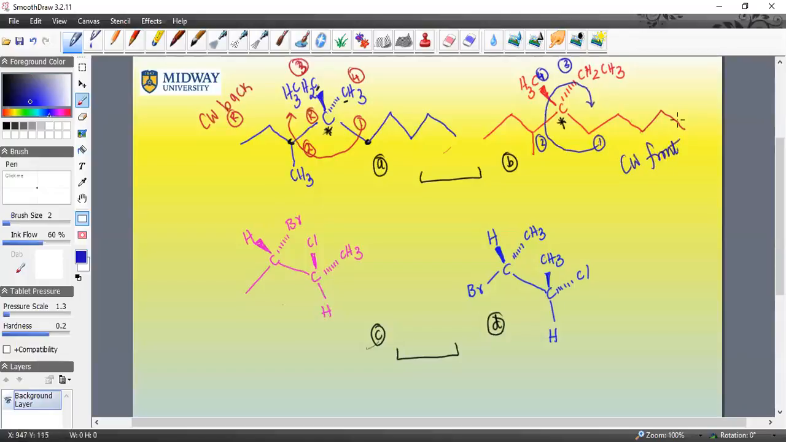And if I am not mistaken, if clockwise back is R, clockwise front should be S. I don't think I need to even look it up. So this was an R. The A was R, and B was S. And if A is the original and B is the mirror image, these are opposite. So these two are enantiomers.